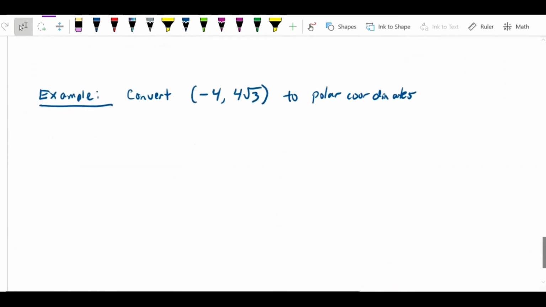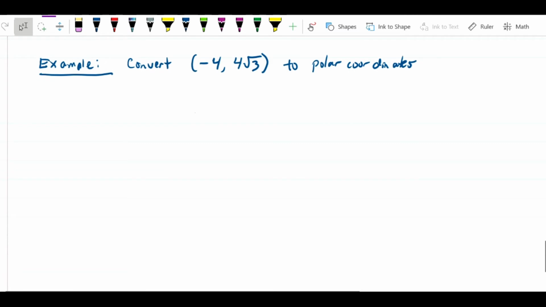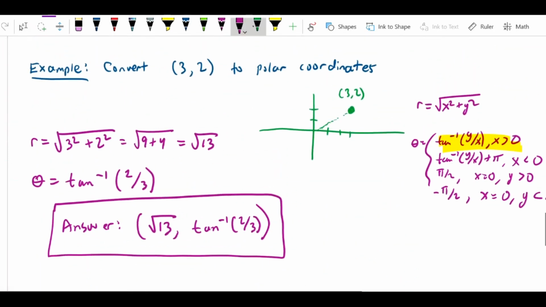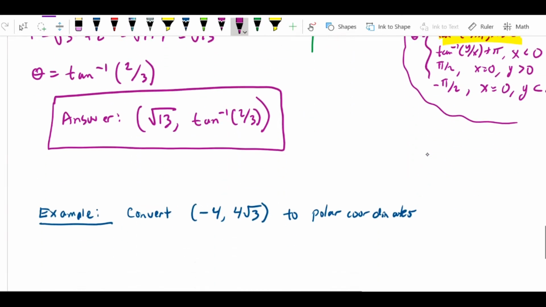So let's look at this problem. Let's convert (-4, 4 root 3) into polar coordinates. Just to remind you, I won't write it again, but here was the formula for converting Cartesian coordinates, or rectangular coordinates, which mean the same thing, into polar coordinates. So let's just use that.